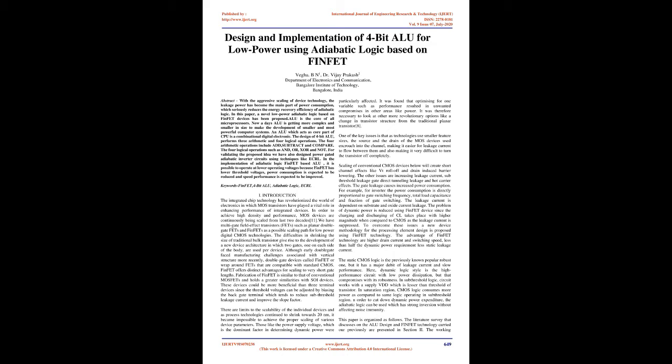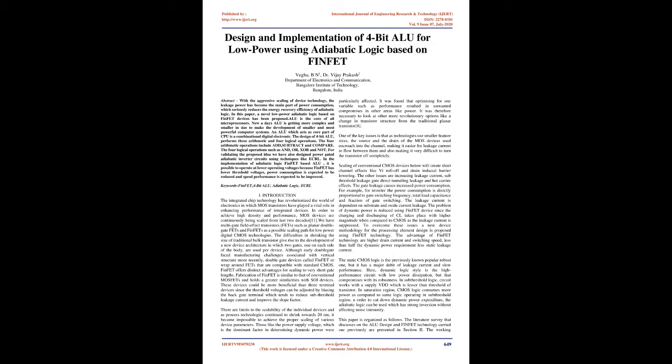Although early double-gate devices faced manufacturing challenges associated with the vertical structure, more recently, double-gate devices called FinFET or wraparound FETs are compatible with standard CMOS. FinFET offers distinct advantages for scaling to very short gate lengths. Fabrication of FinFET is similar to that of conventional MOSFETs and holds greater similarities with SOI devices. These devices could be more beneficial than 3-terminal devices since the threshold voltages can be adjusted by biasing the back-gate terminal, which tends to reduce sub-threshold leakage current and improve the slope factor.